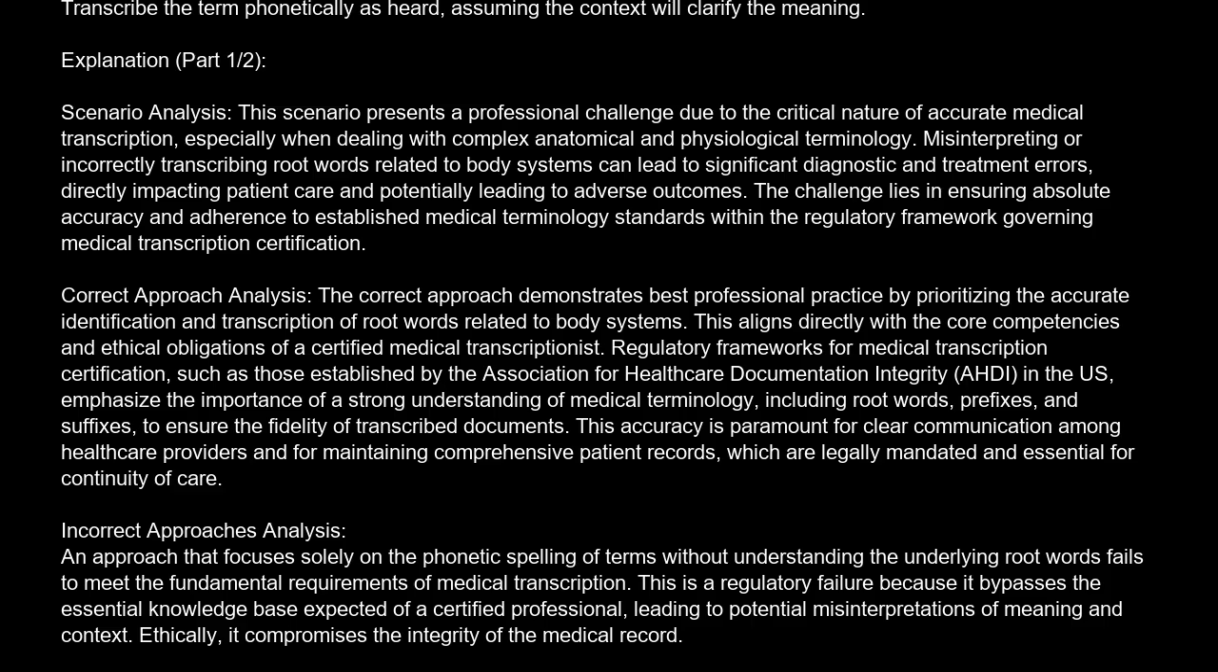Incorrect approaches analysis. An approach that focuses solely on the phonetic spelling of terms without understanding the underlying root words fails to meet the fundamental requirements of medical transcription. This is a regulatory failure because it bypasses the essential knowledge base expected of a certified professional, leading to potential misinterpretations of meaning and context. Ethically, it compromises the integrity of the medical record.